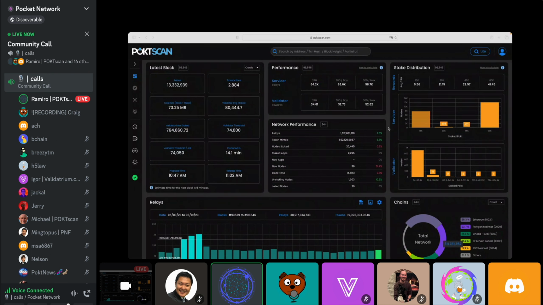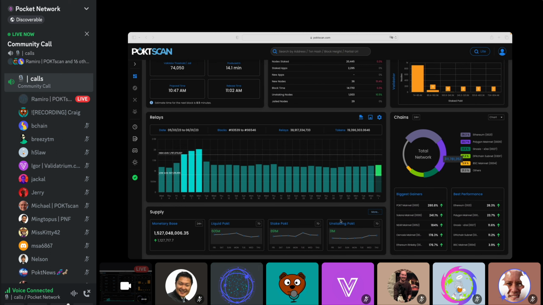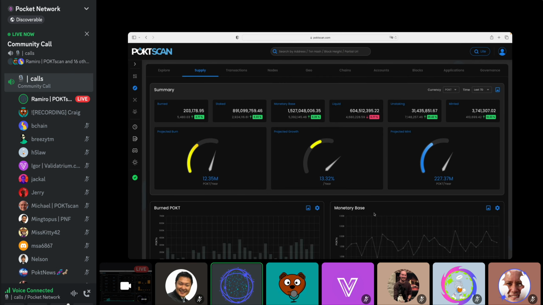Some of you might know that if you scroll all the way down, you find some supply information. This information has been here for a long time, but in the last month or a couple of weeks ago, we added some more information. If you click on "more" down here, it will take you to the supply page that we built.